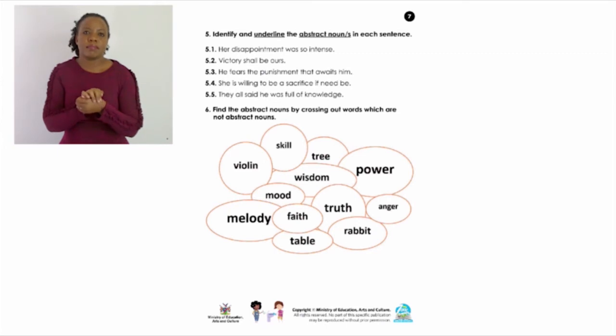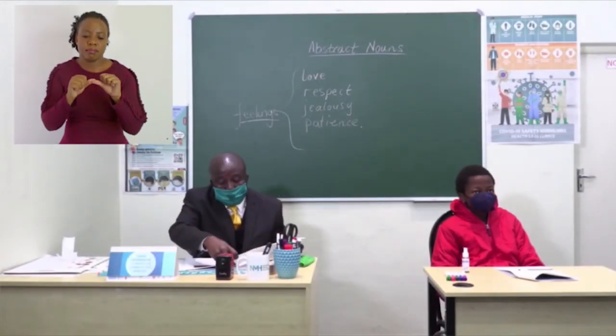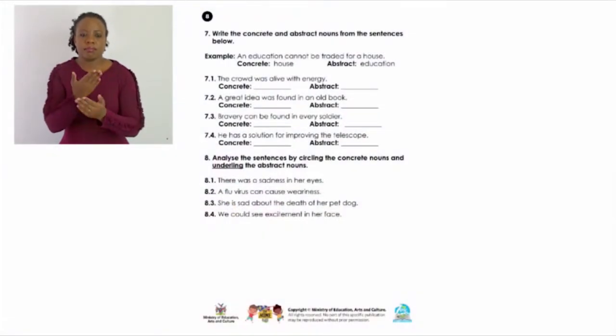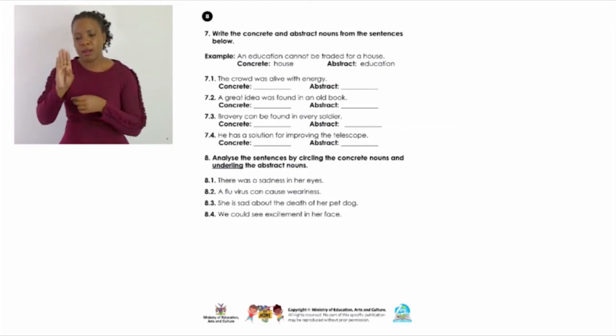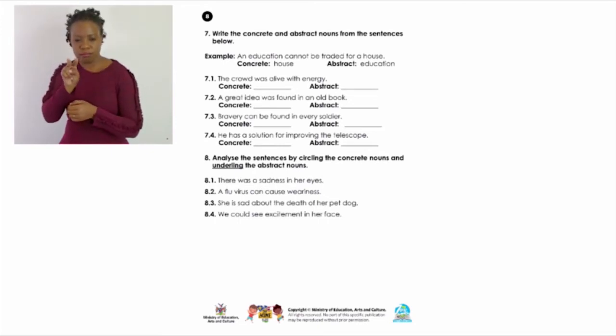Okay, boys and girls, let's move on to the next page, which is page 8. It says, write the concrete and abstract nouns from the sentences below. So what it means is those sentences have both concrete and abstract nouns. So under concrete, you write the concrete noun, and under abstract, you write the abstract noun. An example has been given.